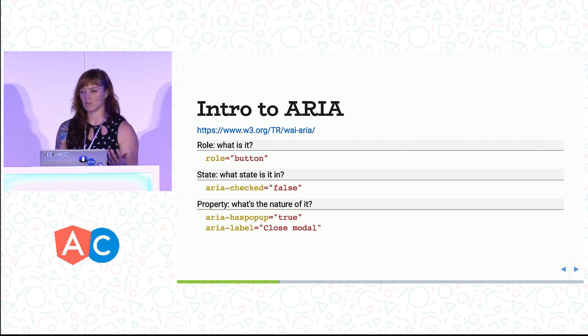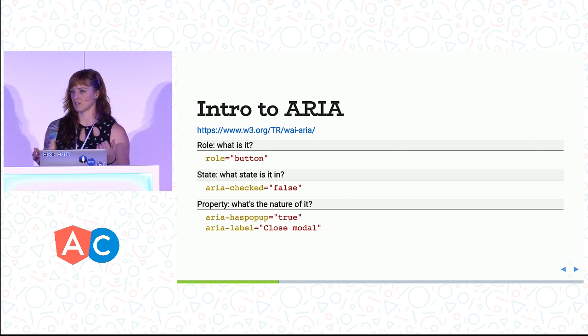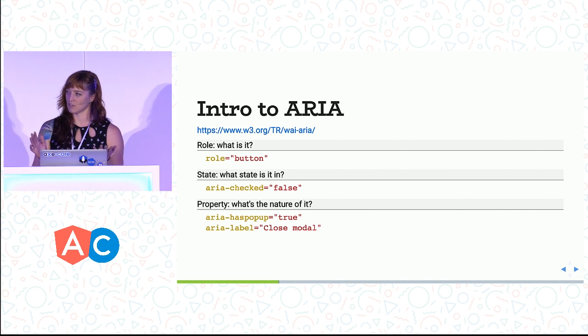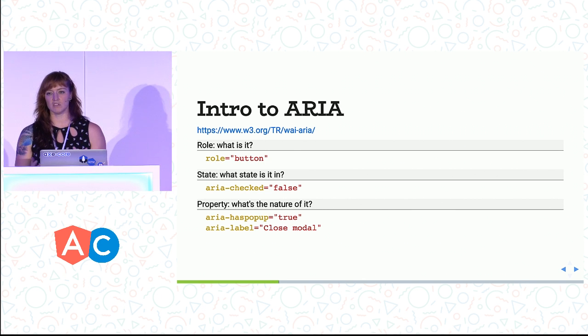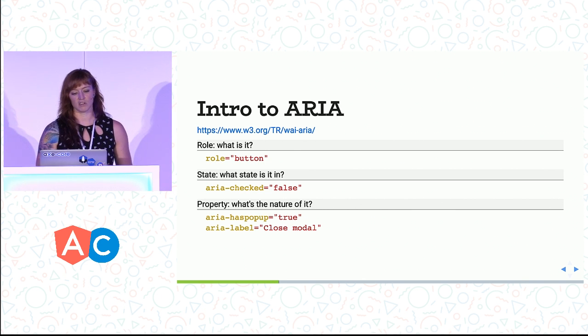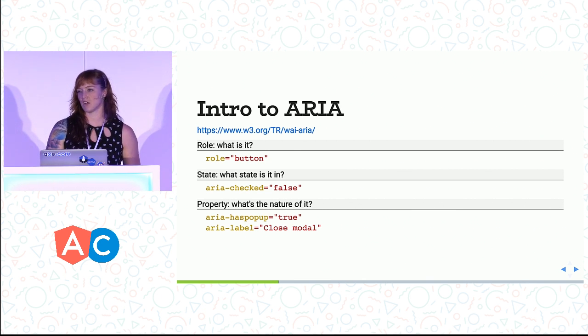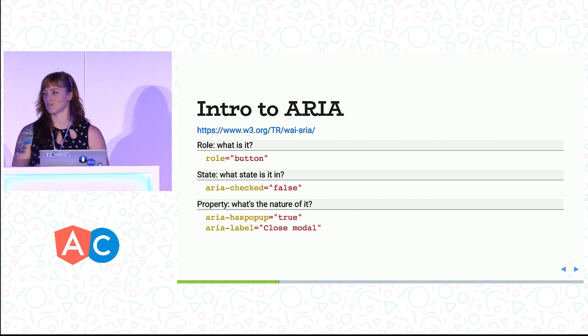ARIA states mean what state is it in. If you're creating a custom checkbox, which again, you should really try the native one first, but if for some reason you need to create a custom checkbox, you can expose its state with the aria-checked property, with a state of true or false, and then a screen reader will pick up that it is checked or not.